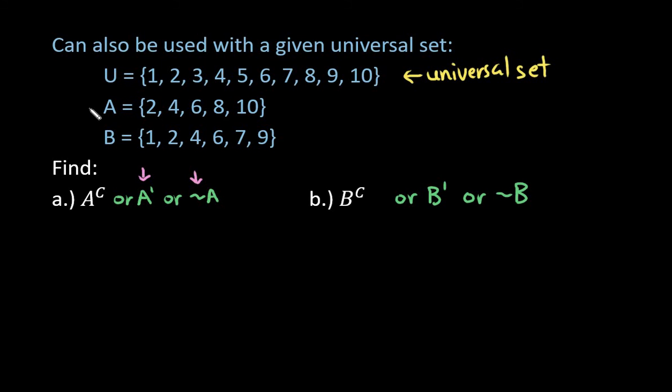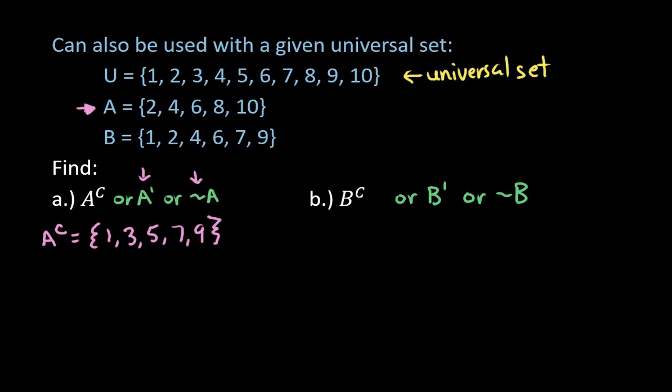So what we're going to do is look at A. We're looking at all of the values that are in our universal set that are not in A. I can eliminate basically all of the even numbers for this one. And so the complement of A would end up being 1, 3, 5, 7, and 9, because in our universal set, 1, 3, 5, 7, and 9 are contained there, but they are not in A.